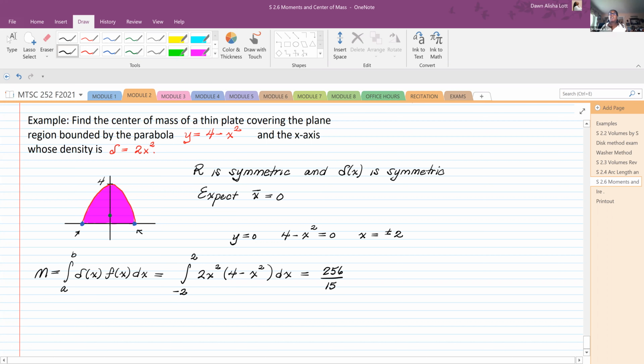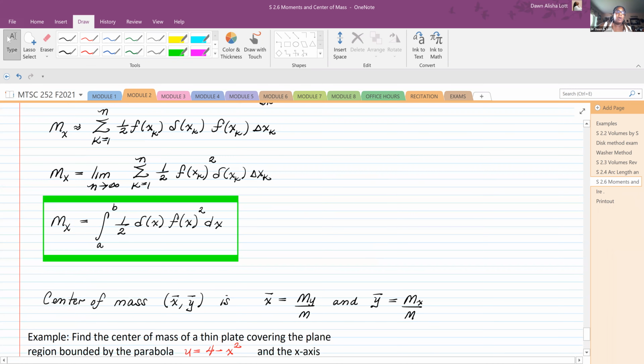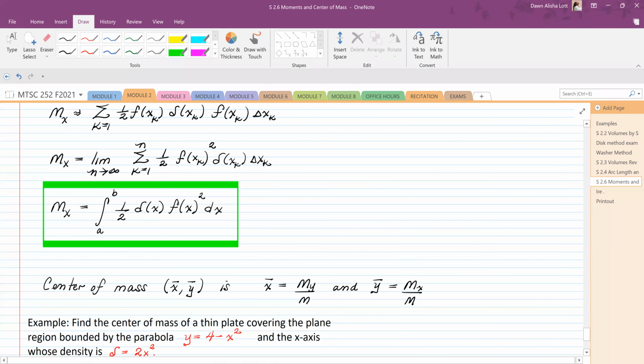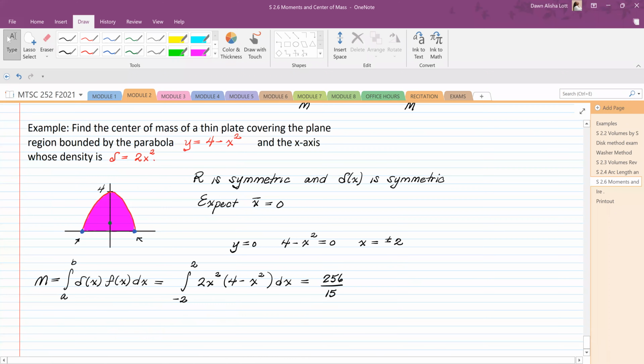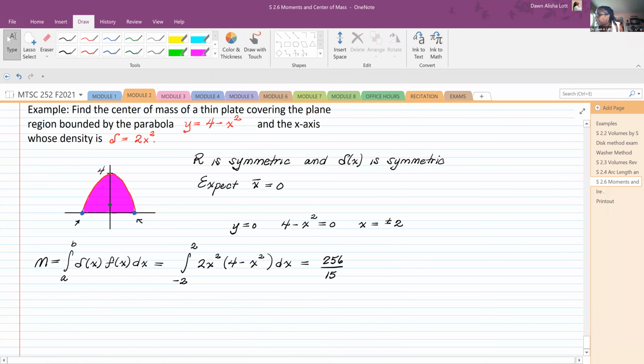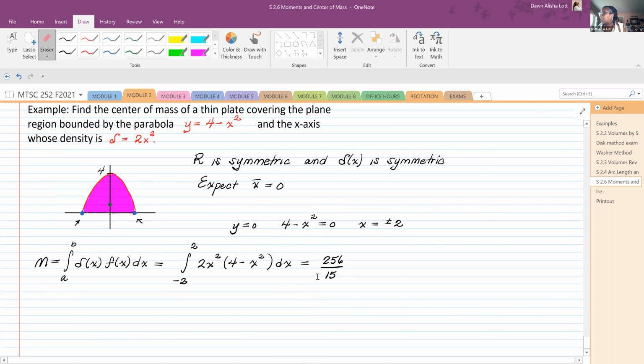Okay, so now we know the mass. Remember I said one of them is always easier to find. Wait, Professor, I don't want to ask a dumb question, but I just want to make sure. How did you get your answer? Okay, how did I get the formula, or how did I get this answer? I multiplied everything out and integrated it and evaluated it.